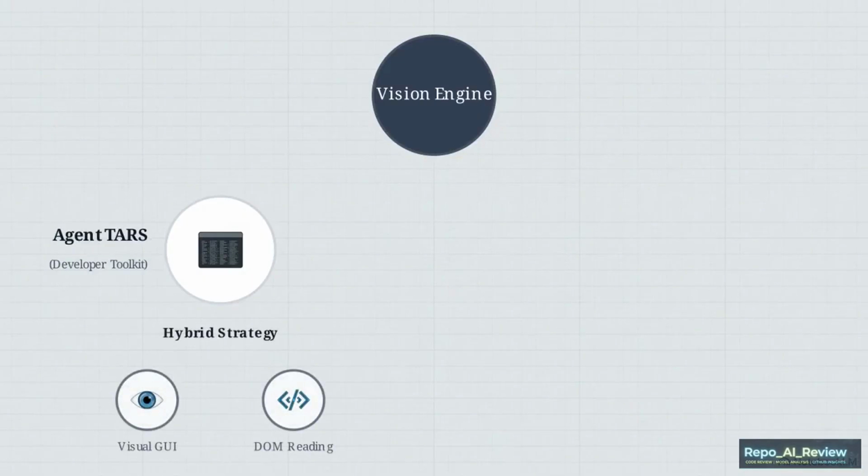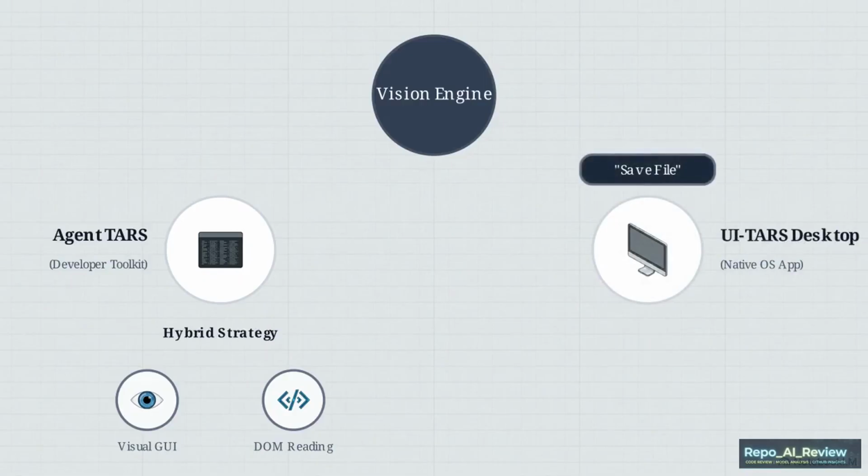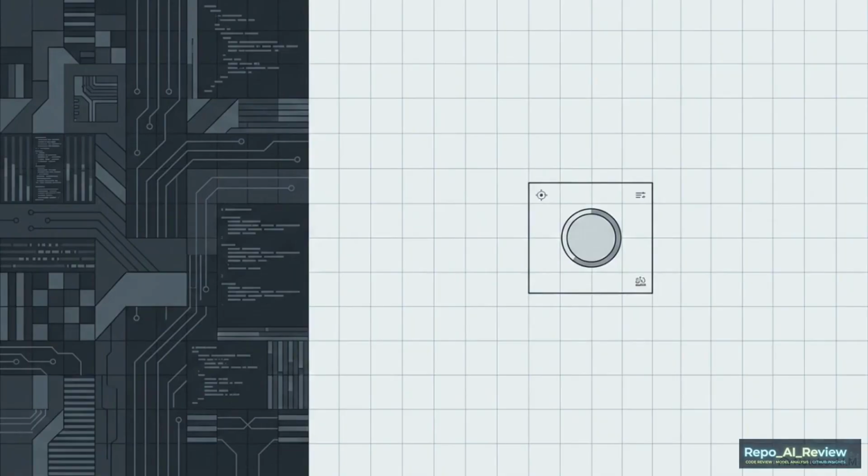The second channel is UI-TARS Desktop, a native cross-platform application for Windows and macOS. You type a natural language prompt, and the application funnels those instructions directly into native operating system clicks and keystrokes, completely outside a web browser. This dual architecture provides surgical, hybrid tools for developers building complex workflows and straightforward desktop control for end users.